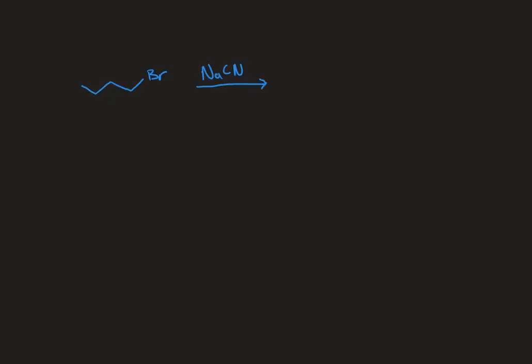Because nitriles can be easily synthesized using sodium cyanide and an alkyl halide in an SN2 type reaction, they can be super useful in synthesis. So if I start with an alkyl halide and sodium cyanide, this just does an SN2 type reaction and displaces bromide to form this nitrile. And we just saw that this can be hydrolyzed to form the carboxylic acid.